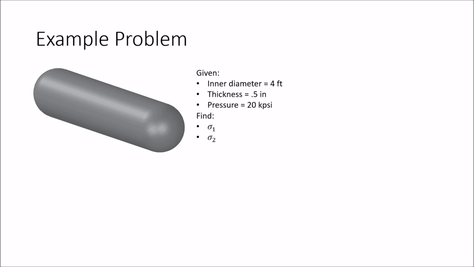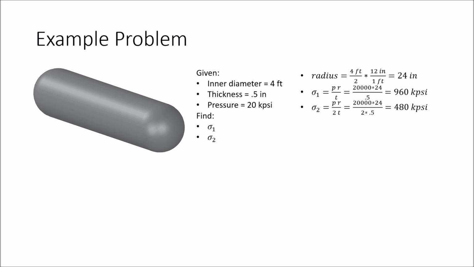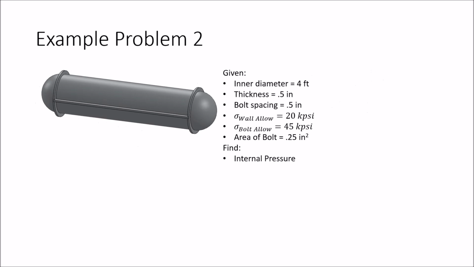Now let's do an example problem on the basic concepts. Here we have a pressure vessel, and we want to find the stress developed in the longitudinal and circumferential directions. First, we need to calculate our radius, and then we just use the equation for each. First for finding sigma 1, and then for finding sigma 2, which is half of sigma 1. As you can tell, this was pretty easy, but now we are going to do another example problem that is more difficult and might need some help seeing when you have your own homework problems to deal with.